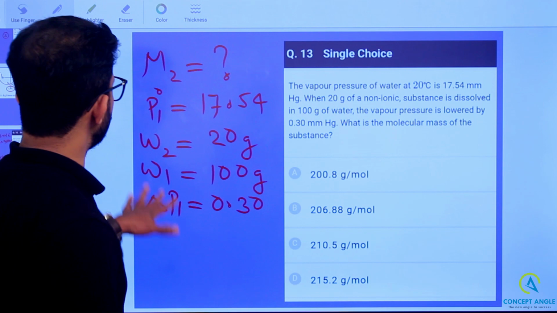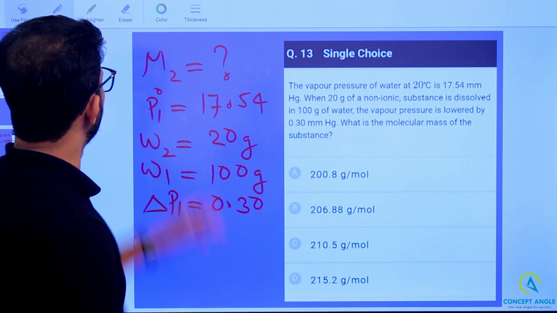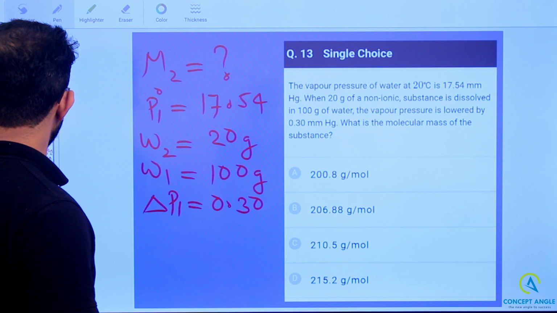Delta P1 is given, P10 is given, and W2 is given, W1 is given, you should find out M2. So if you know the relation, you can directly substitute like this.